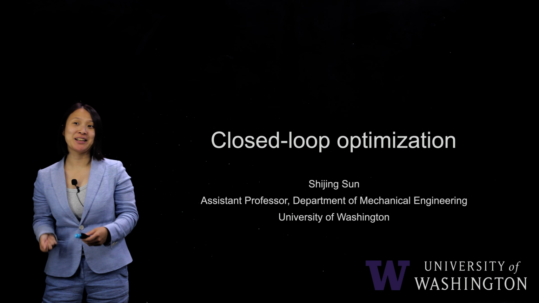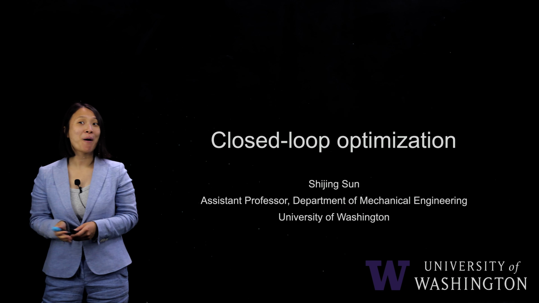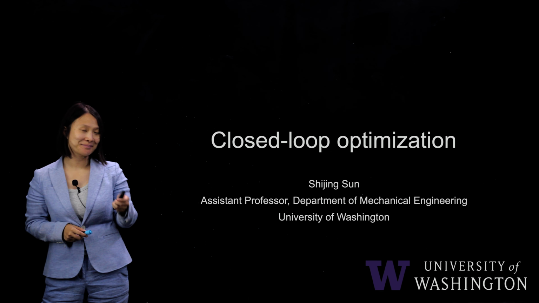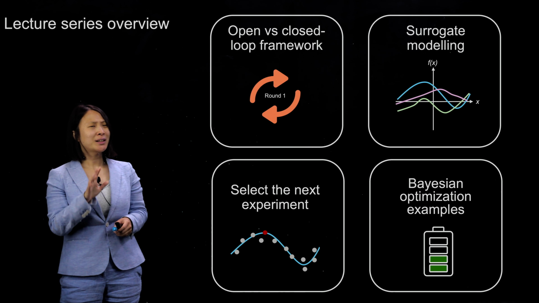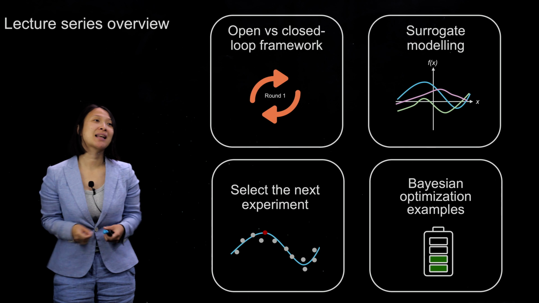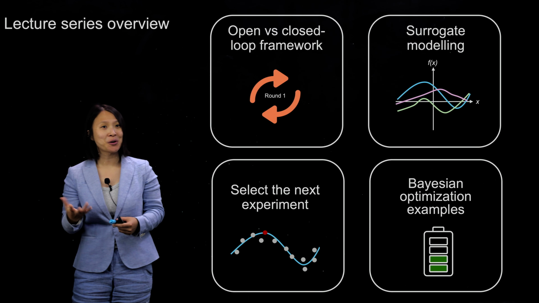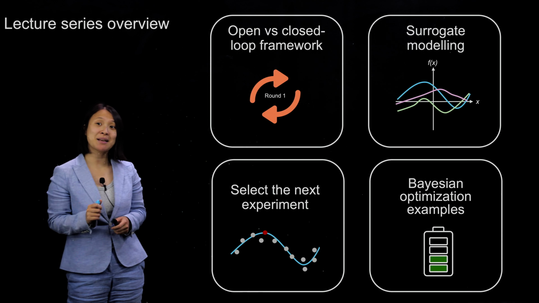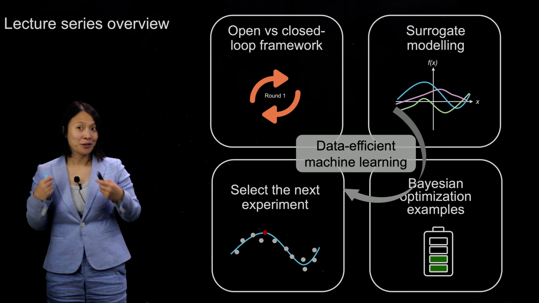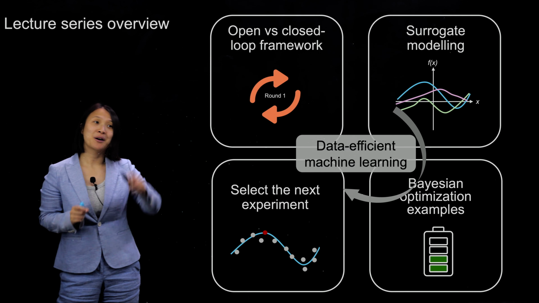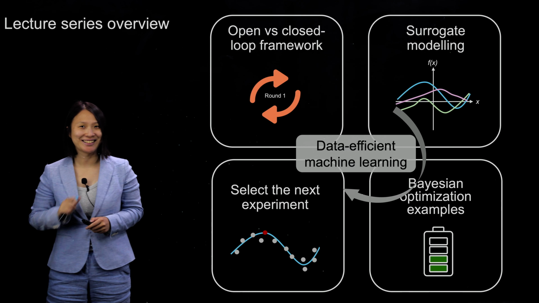Today I'm very excited to start a new lecture series on the application of machine learning. In particular, we're going to discuss closed-loop optimization. Over the next 4 sessions, we're going to discuss what open versus closed-loop frameworks are, how to build a surrogate model, how to select the next experiment, and also we're going to go through a few Bayesian optimization examples in real-life engineering practices. Especially, you will find out there's an underlying theme across all 4 topics that we're going to discuss, that is data-efficient machine learning.